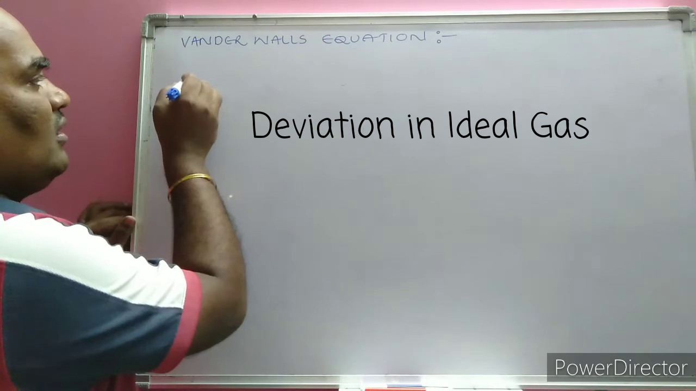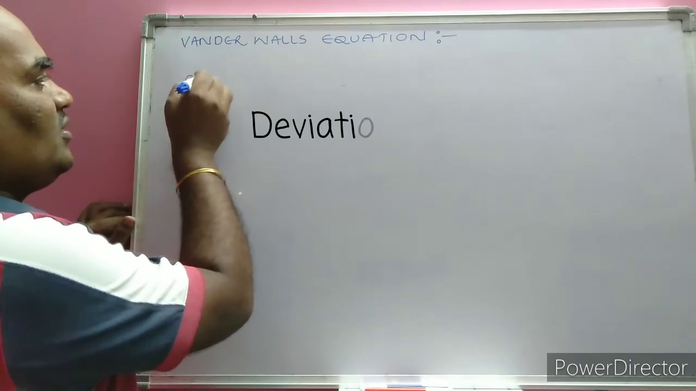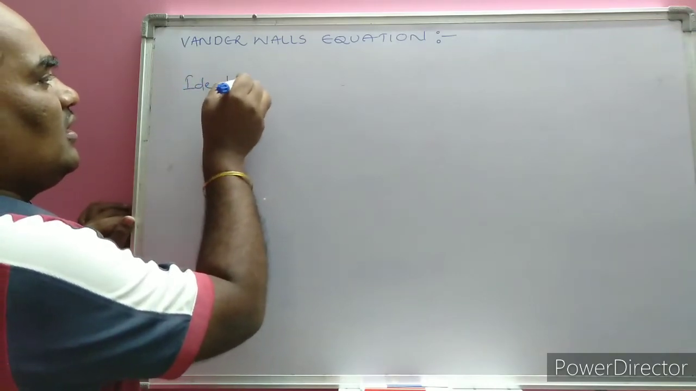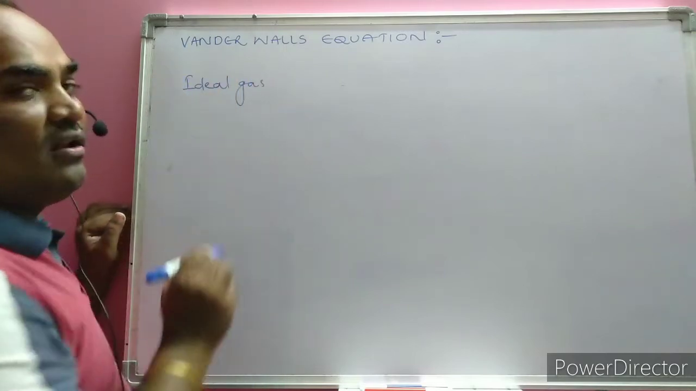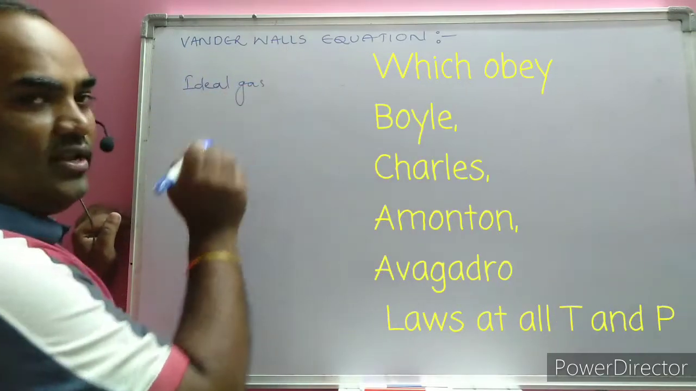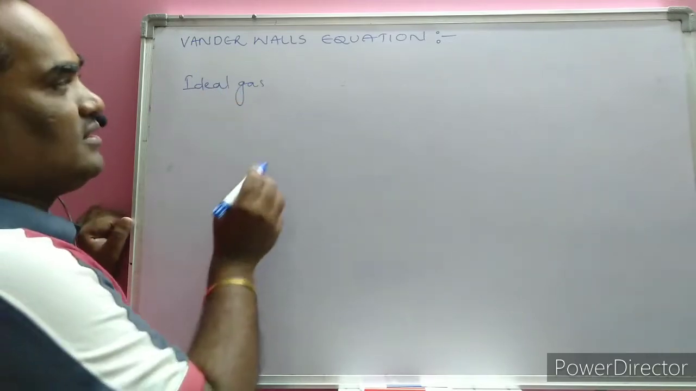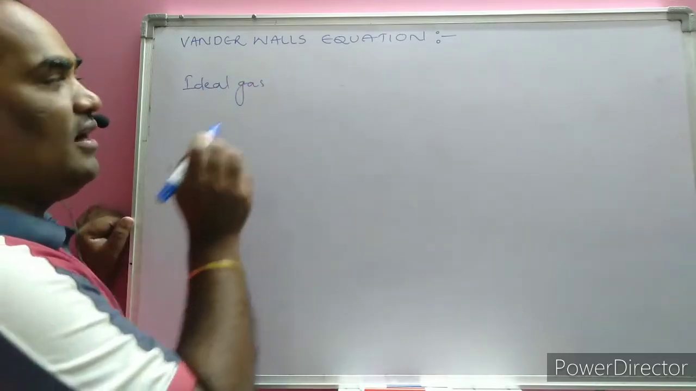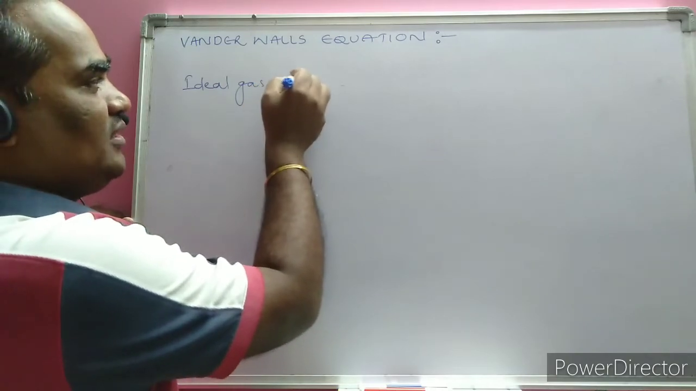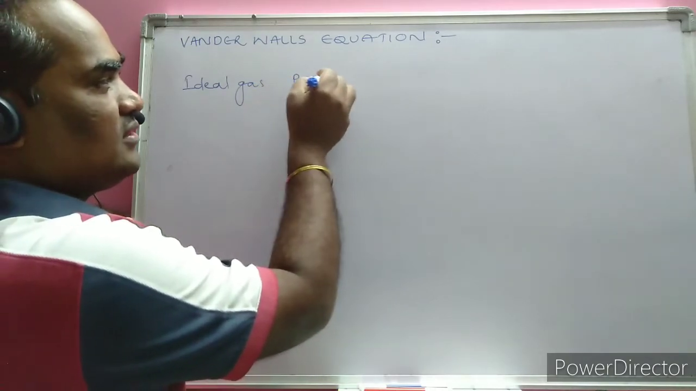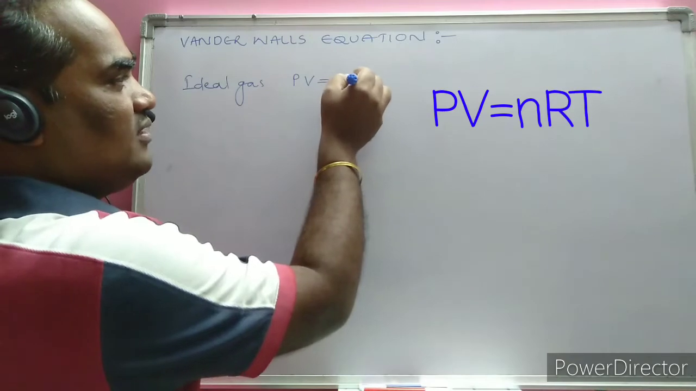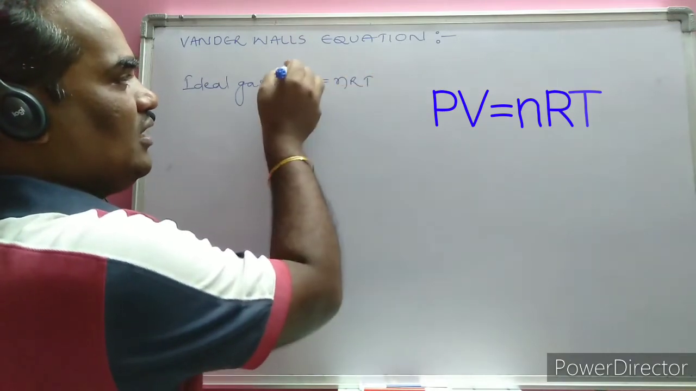Under all conditions of temperature and pressure, the gas which obeys all gas laws like Boyle's law, Charles' law, Avogadro's law and Amontons' law is said to be an ideal gas. If it obeys them, we call it an ideal gas, and the formula is PV = nRT.